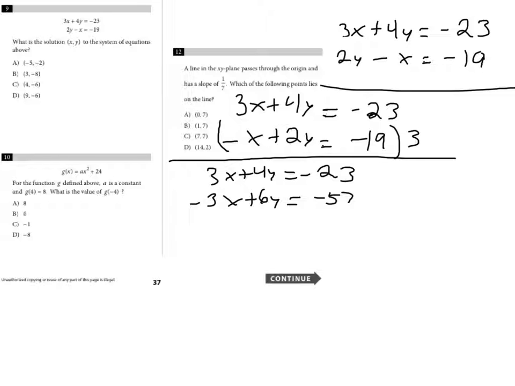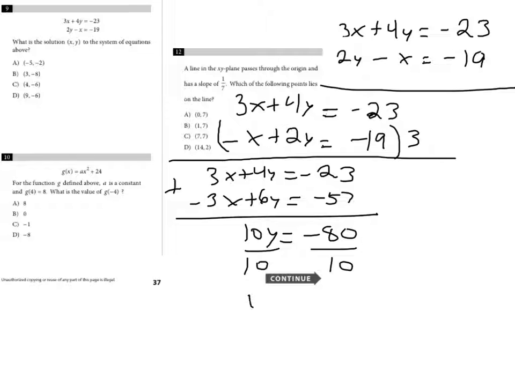Let's add these two equations. So 3x plus negative 3x, that is 0x. I won't write anything there. 4y plus 6y, that is 10y. And then we have negative 23 plus negative 57, that would give us negative 80. And now we can solve for y. Let's just divide everything by 10. And we'll have y equals negative 8.